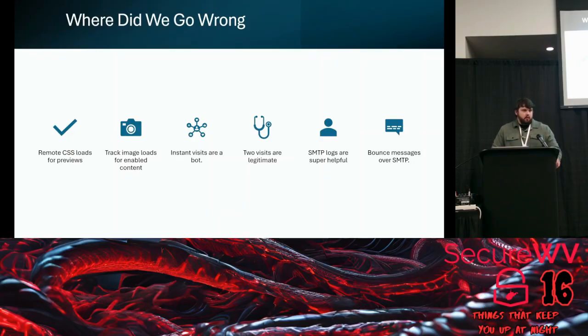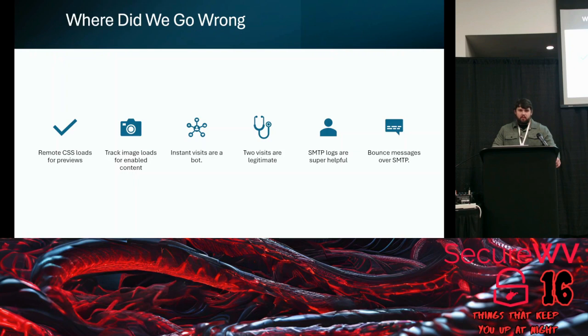And now we're going to discuss where we go wrong when we send phishing emails. So we can actually troubleshoot our phishing emails via remote CSS previews. We can track image loads to see who's looking at the email in the Outlook web client and web browser. If we send an email and 10 seconds later we get a hit, our phish is not super successful. It is probably a bot. So we know we at least hit something if we got a bot response.